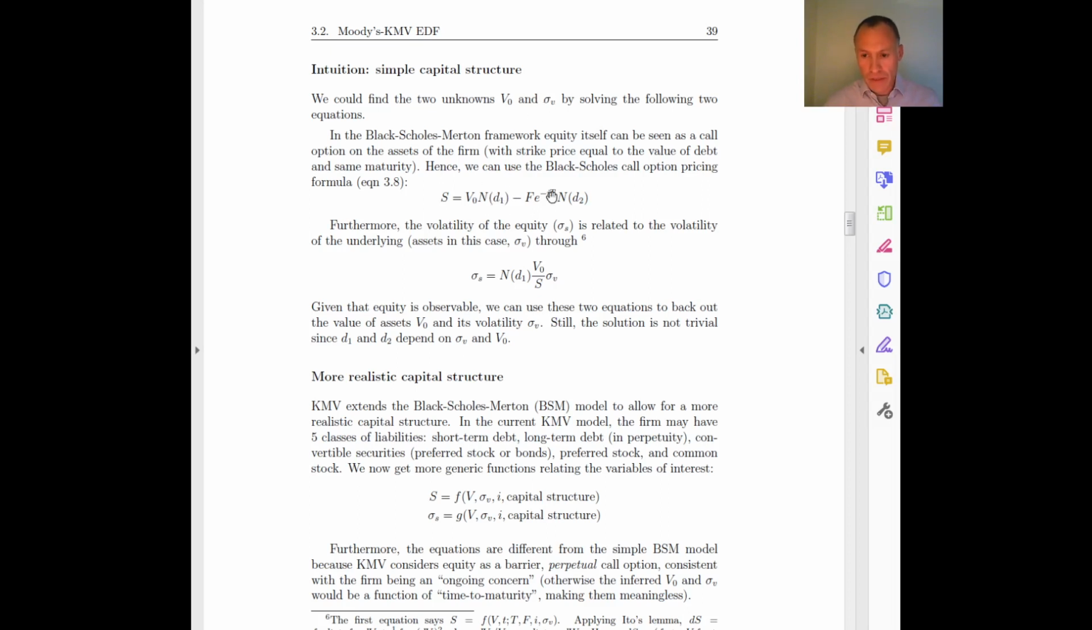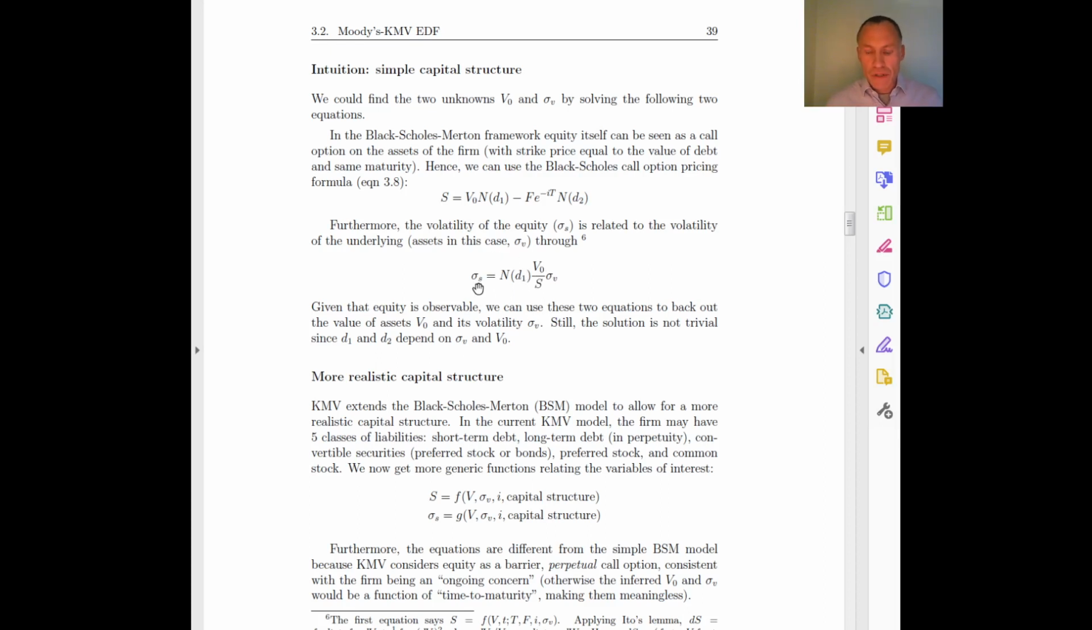So this is a nonlinear equation. So we have one equation. The second equation is this one here. What this does is it relates the volatility of the stock price to the variables that we want, the value of the assets and the volatility of the assets. And again, these two variables are also inside U1. So again, this is a nonlinear equation.